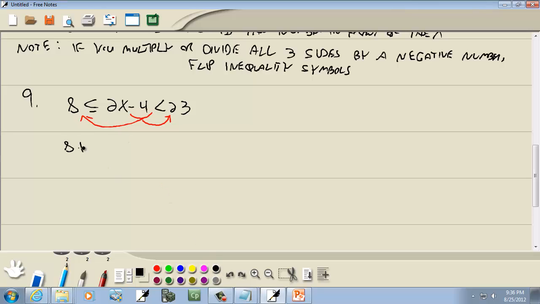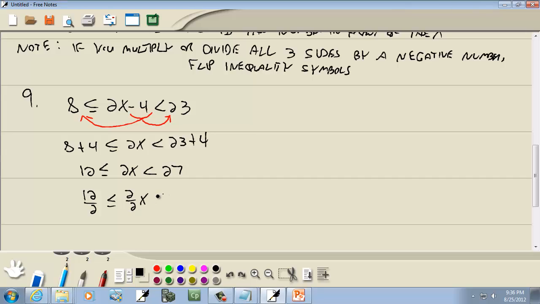So this can become 8 plus 4 is less than or equal to 2x is less than 23 plus 4. Now at any step combine together numbers, 8 plus 4 is 12. And 23 plus 4 is 27. Last step, divide all three sides by the number in front of your x, which is 2. So I divide that by 2, and this by 2, and then the 27 by 2. Well, 12 divided by 2 is 6. Those 2's cancel, leave me x, and then 27 over 2 there.